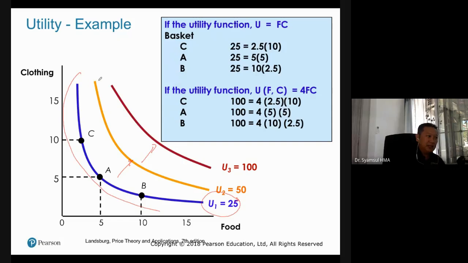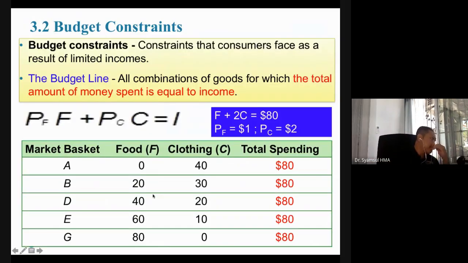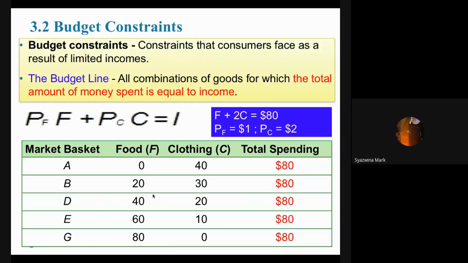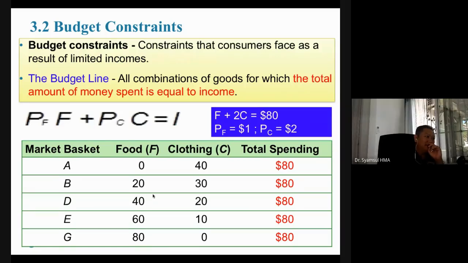So why do people still stay here? I'll give you a realistic example. Anyone in this class drives a car? Anyone rides a motorcycle? Okay, what brand? Yamaha Legend. Okay. Why not Yamaha R25? Budget constraint.